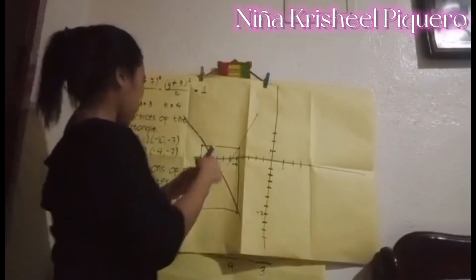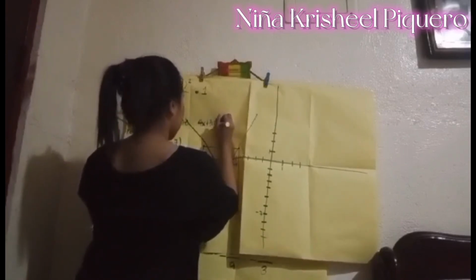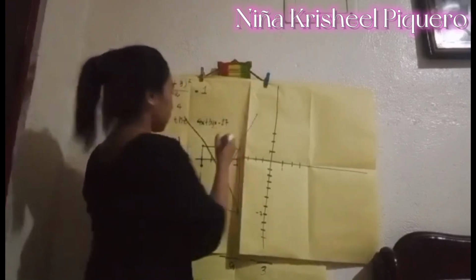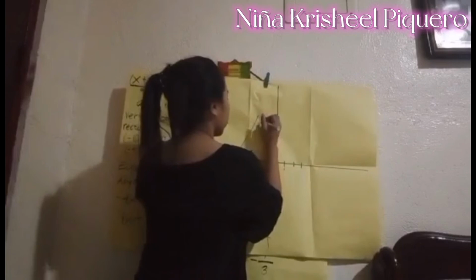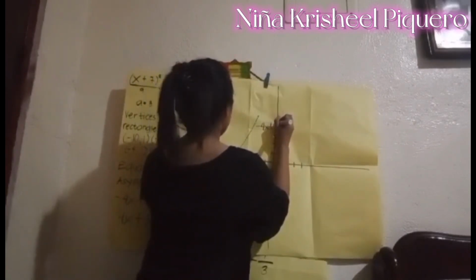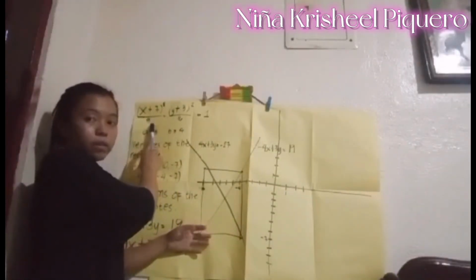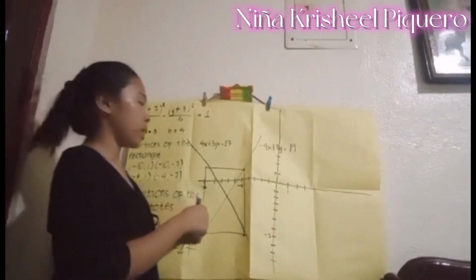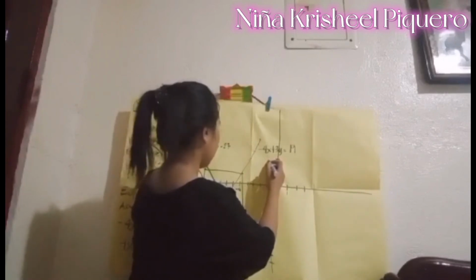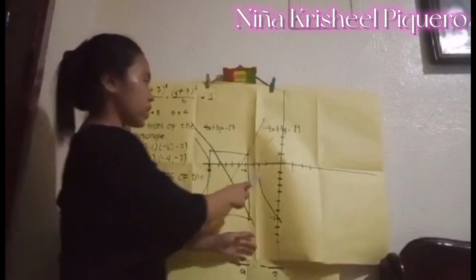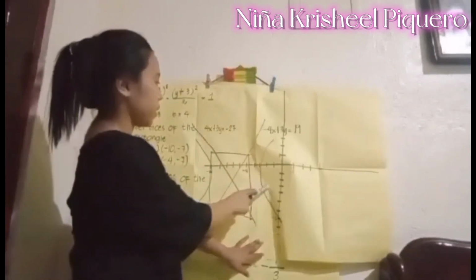Nga line, iyang equation ani is 4x plus 3y equals negative 27. Mao ani siya graph ani nga equation. Well, kani nga line, iyang equation ani is negative 4x plus 3y equals 19. Since positive man si x, it means nga ang atong hyperbola mo open siya sa left side o sa right side. So this is what the graph looks like sa ato ang equation.